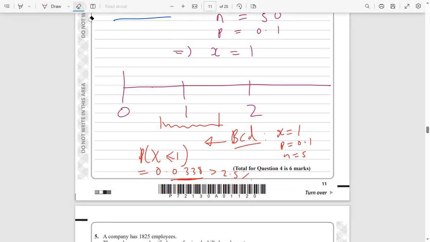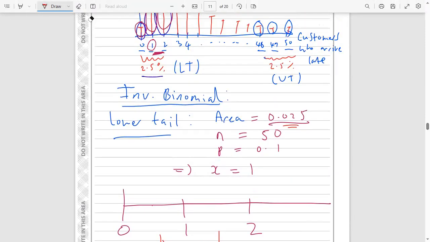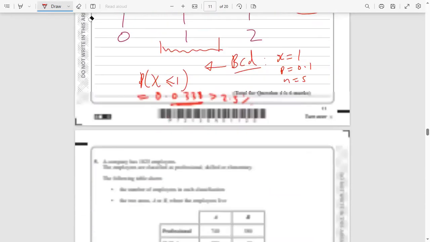Let me get rid of this dot there. It's actually bigger than 2.5%. So we know, therefore, x equals 0 is in the critical region. So I'll just put a circle around that. So that's the lower tail of our distribution.